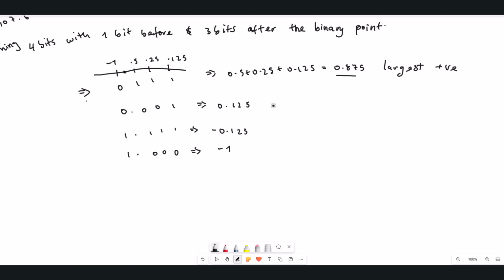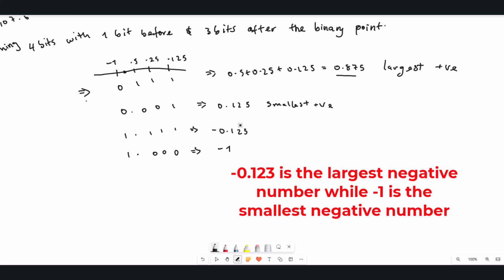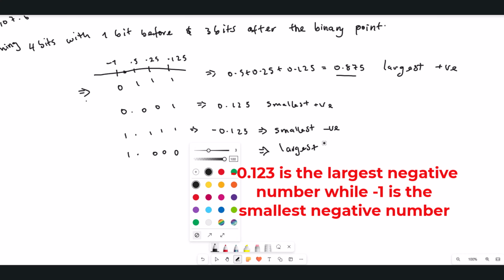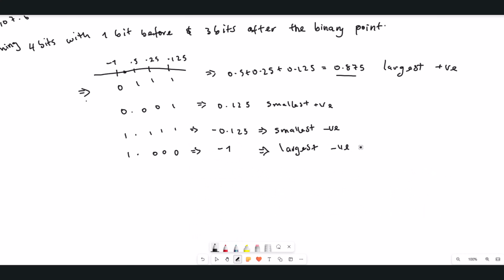All right, now the smallest positive number not including 0 is 0. That is the smallest. The next one is the smallest negative number. Because we have 1 at the negative bit here, this is the smallest negative number.